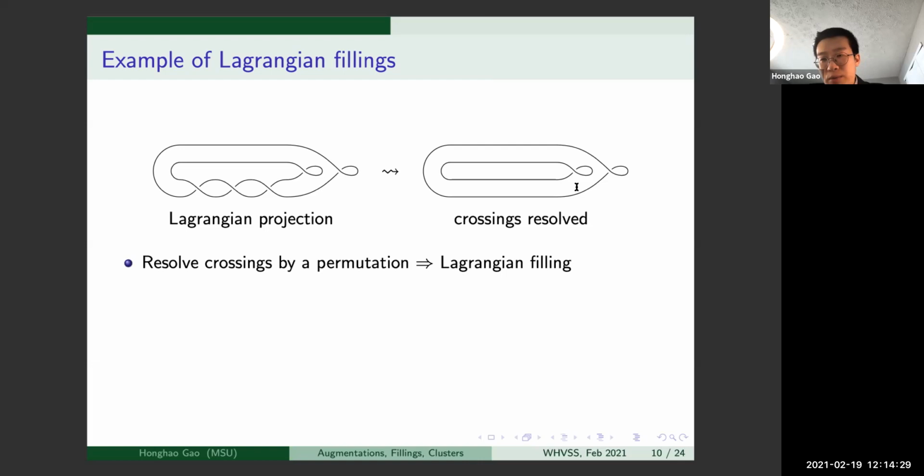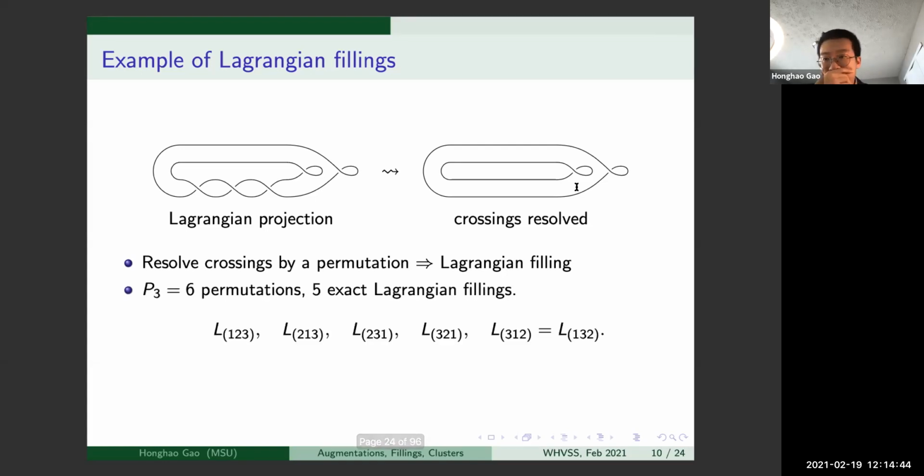The possibility to create different Lagrangian fillings is I can resolve these crossings in different orders, and that potentially creates different exact Lagrangian fillings. So the takeaway is that there are three crossings. That's 6 permutations, and except for 2 of them being the same, we can get at least 5 exact Lagrangian fillings.